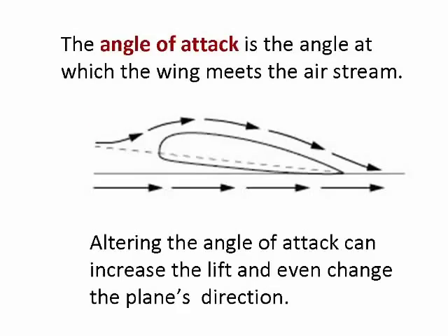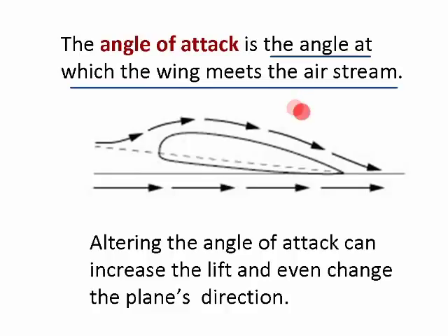Lift is produced by the difference in air pressure between the top and bottom surfaces of the wing as the air passes over and under it. The angle of attack is the angle at which the wing meets the airstream. In this diagram, the air passes over the wing and is bent downwards due to the angle of attack. Altering the angle of attack can increase the lift and even change the plane's direction.